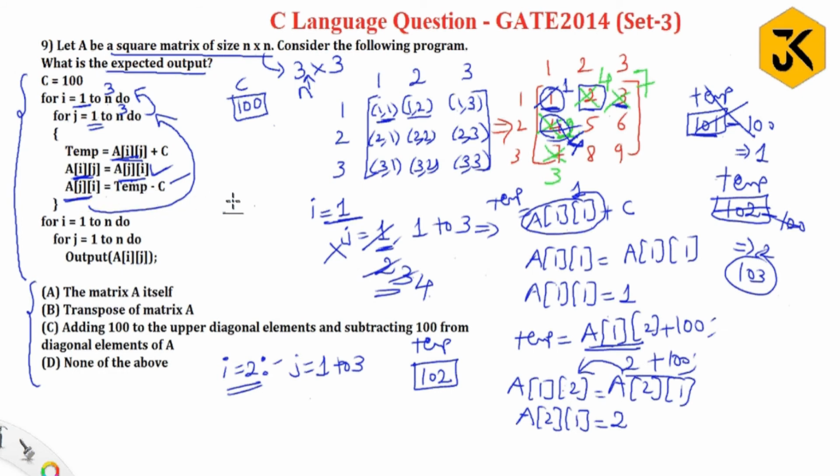Now, A of 1 2 equal to temp minus c. Now next j value will be 2. When j value is 2, if you do this, here you will get 3, here you will get 7. J value 3 is completed. Next, j value will be 4. Iteration fails. When iteration fails, i value will be incremented to 3.